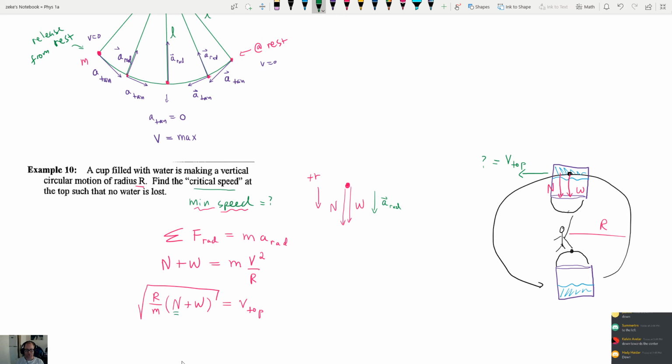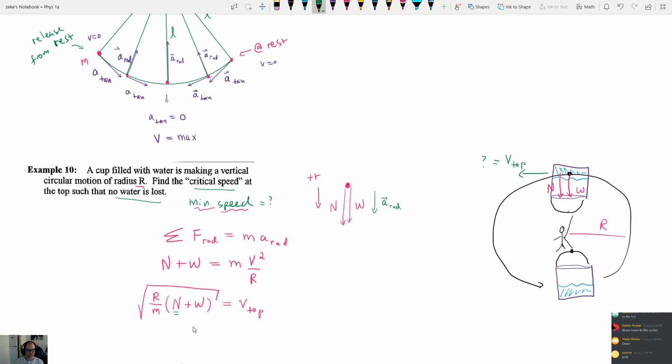So we want to find the minimum speed, so we want to make the thing on the right-hand side as small as possible. And we know that the only thing that can even change in any way is the normal force, right? So we can use this idea to state in a different way what critical speed means. The question is, we don't want to lose any water. It needs to go around in a circle, and we know that the normal force is going to have something to do with it. So what do you think would be the condition on this normal force that would produce the minimum speed?